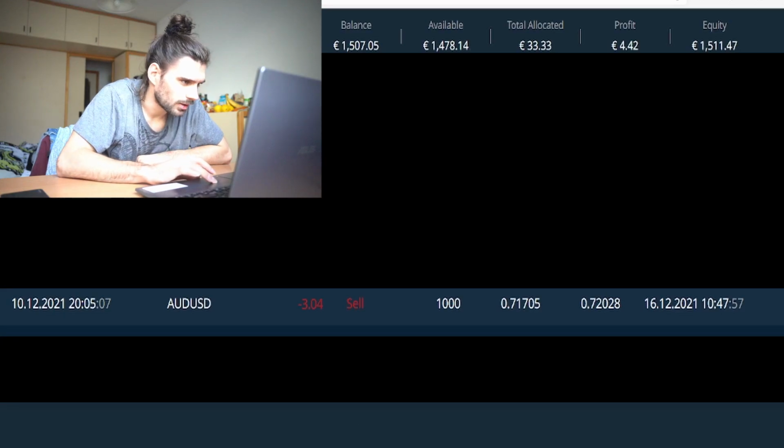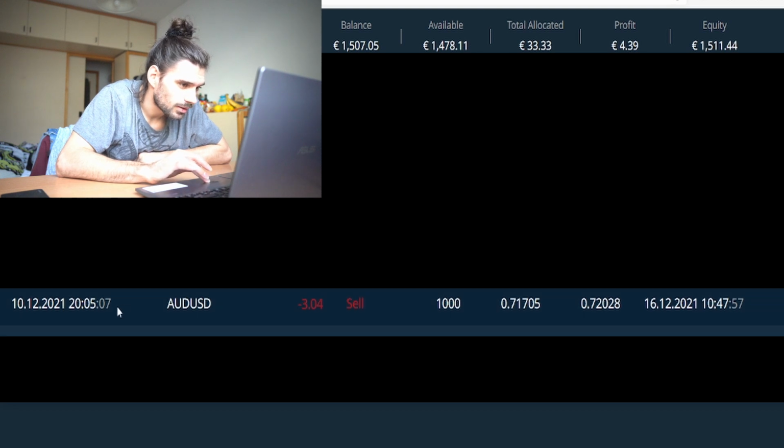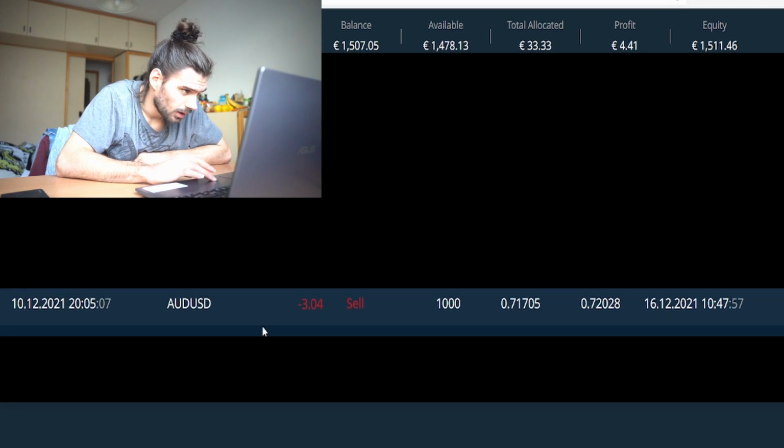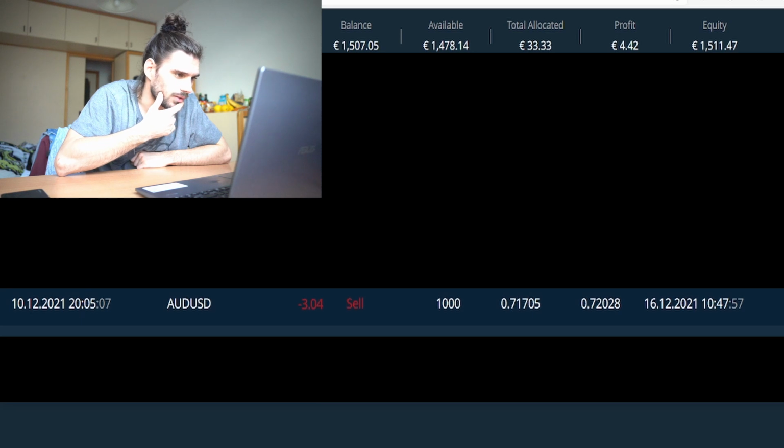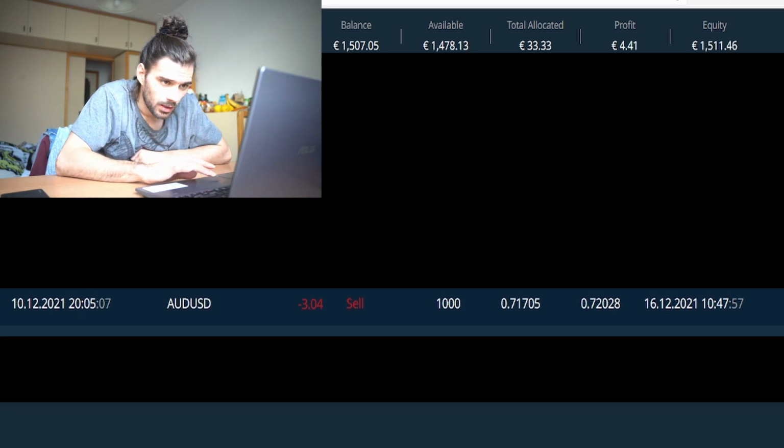I lost €3 and 4 cents on the Australian and US dollar. So here in front of me is the trade that I took. It was the 10th of December and I held the trade for about 6 days, and then my stop loss got hit after 6 days and I lost €3 and 4 cents, unfortunately.